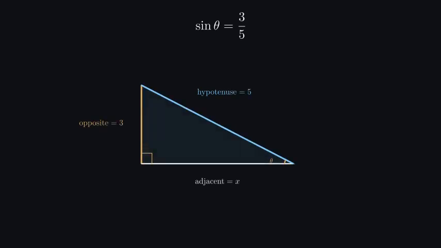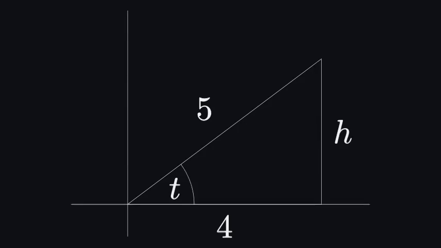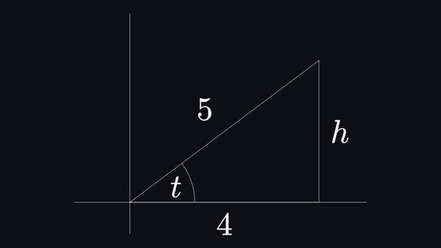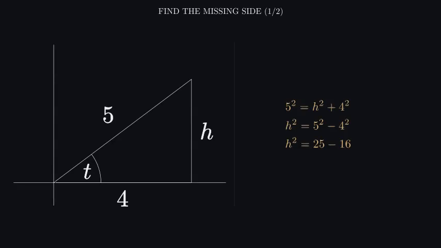This right triangle represents cos of t equals 4 over 5. To find sin of t, we need the opposite side. The opposite side is h, so we must find h. Since the triangle is right-angled, we use Pythagoras' theorem. So the missing side is 3.